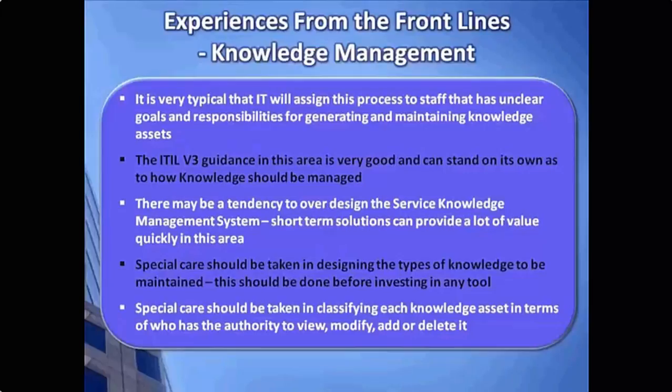What is the most important in terms of things that people need to know? Special care should be taken in classifying each knowledge asset in terms of who has the authority to view, modify, add, or delete it. Also, as you classify this, make sure whatever tooling solution or approach you use to get to the knowledge, that it's very clear and very easy and efficient for people to find things and know where they can get it.